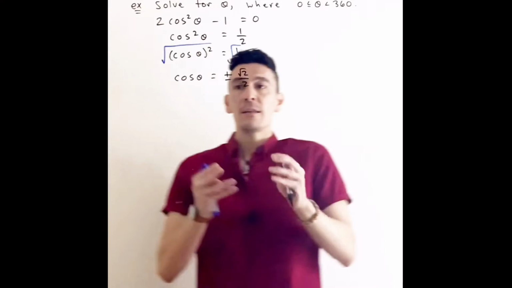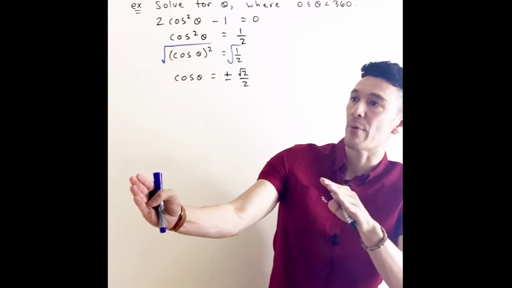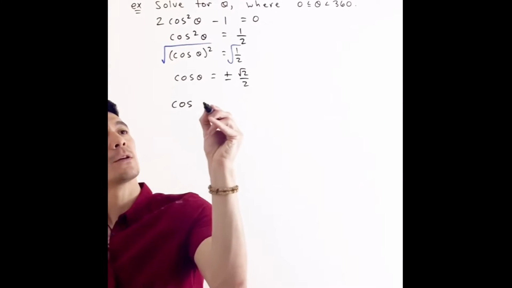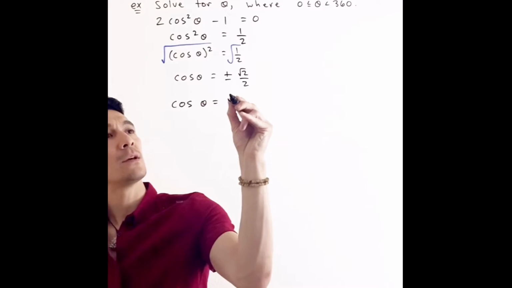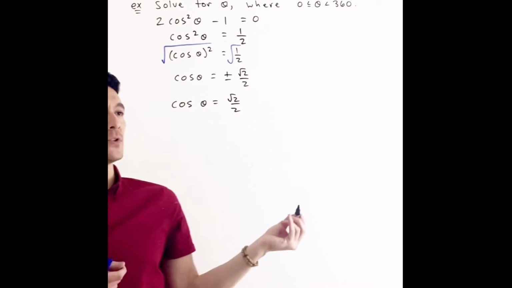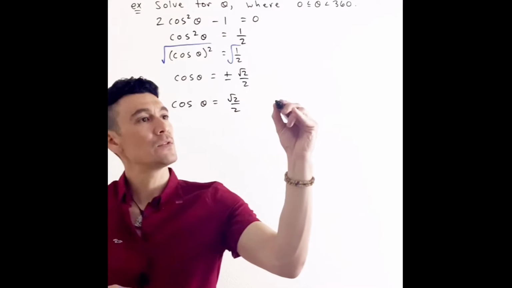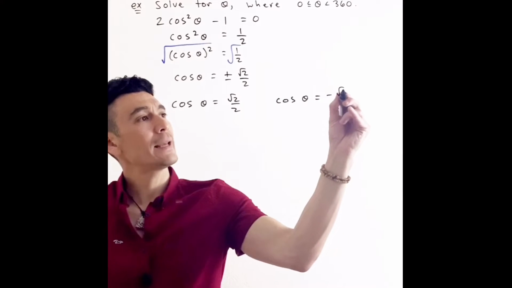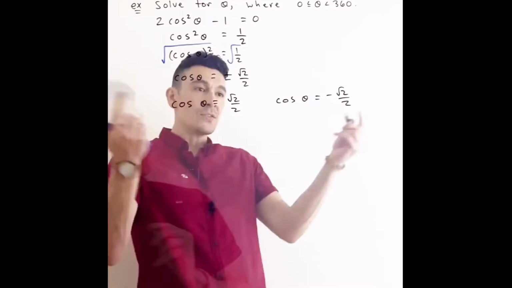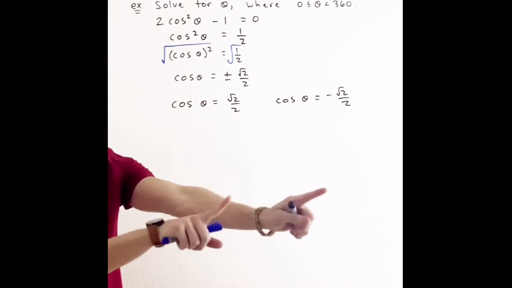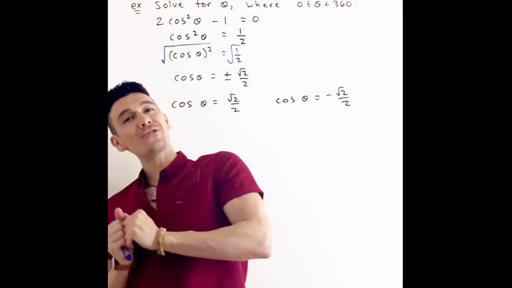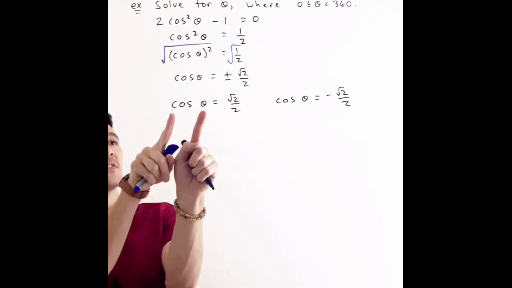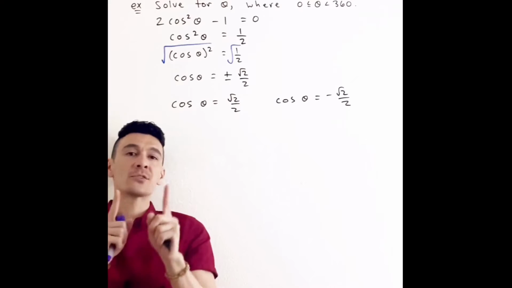Now this creates 2 different branches. In one setup, we have cosine theta equals positive square root 2/2. And over here, we have cosine theta equals negative square root 2/2. So now we have 2 equations that look just like yesterday's material. Recall how this works: cosine theta is an x-coordinate.